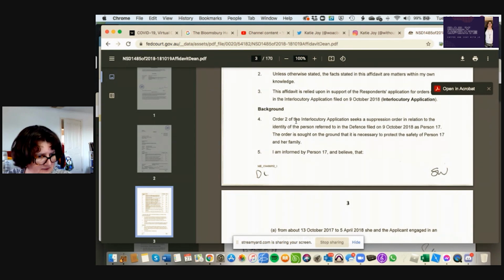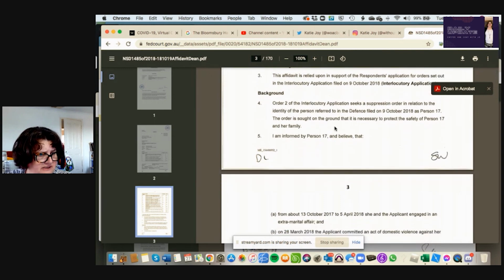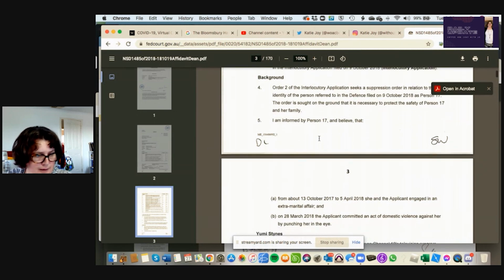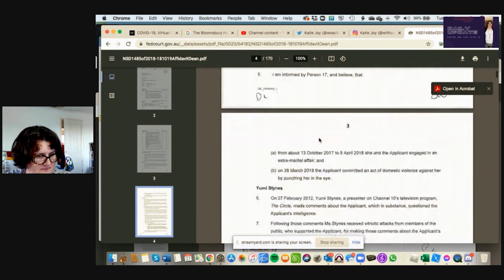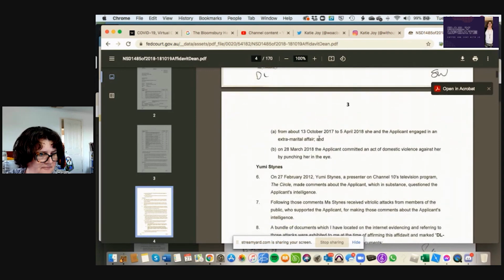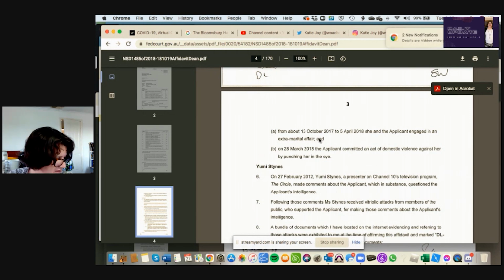Order 2 seeks a suppression order in relation to the identity of the person referred to in the defence filed on the 9th of October 2018 as person 17. The order is sought on the ground that it is necessary to protect the safety of person 17 and her family. I am informed by person 17. So if you remember, person 17 is the person that claimed that he DA'd.